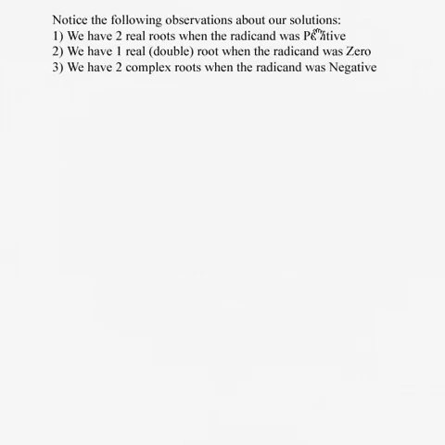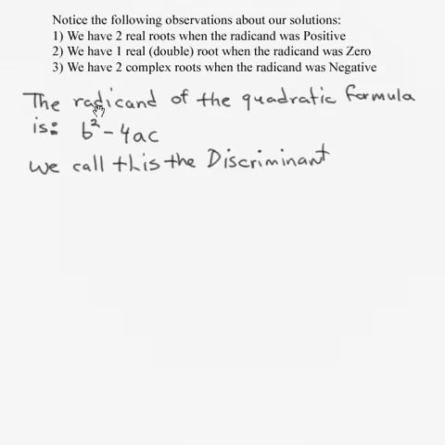When the radicand was positive, we ended up with two real roots. When the radicand was 0, we end up with one real root, which of course is a double root. When the radicand was negative, we have two complex roots. And so since that helps us predict what it's all about, the radicand, recall, is b squared minus 4ac.